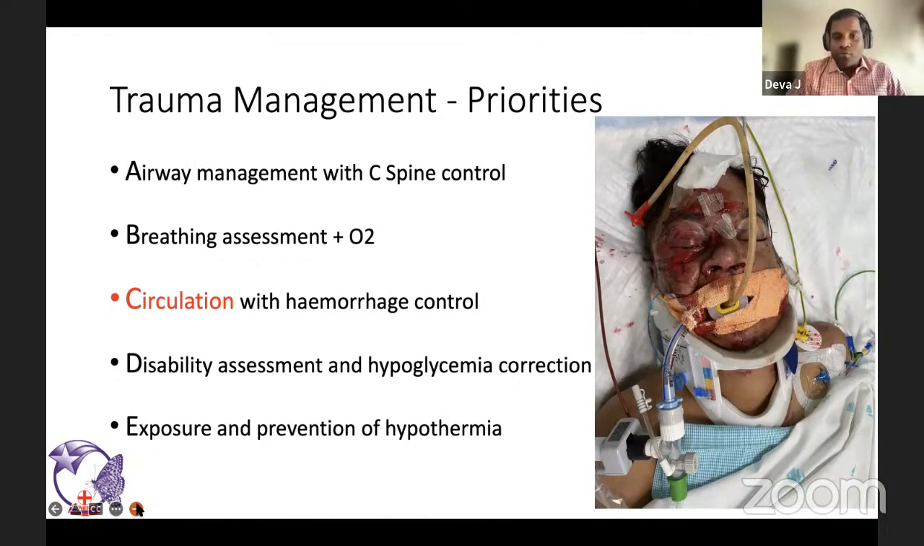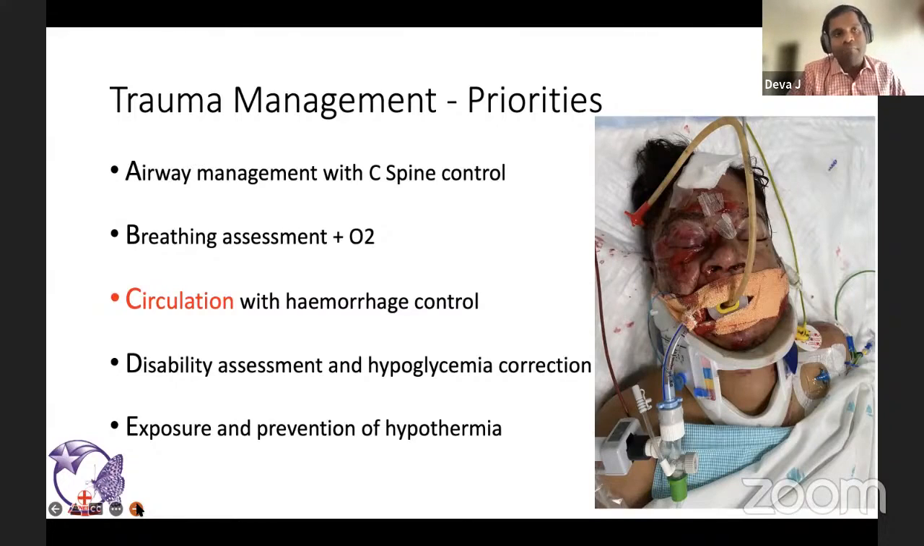It's important to make sure that you immobilize the C spine with a hard cervical collar, as you can see in this picture. B for breathing assessment, assess the breathing just like how you would do for any other patient: inspection, palpation, percussion, auscultation, and check saturation. And administer oxygen or provide artificial ventilation if the patient needs it. So this talk is going to be on circulation, so I've highlighted that in red. So C is for circulation with hemorrhage control.